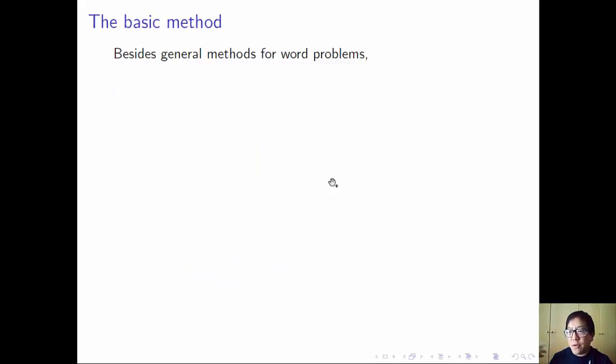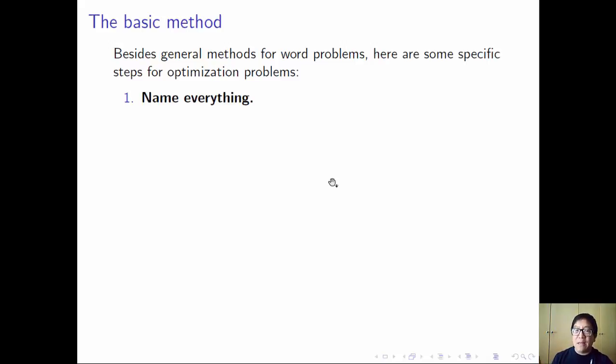All right, so here's the basic method. This is the basic method that works for all optimization problems, in that it doesn't really tell you how to do it. You can't really break it down to a cookbook. These are just general guidelines. Besides general methods for word problems, the most important of which I will repeat at the end, here's some specific steps that work for optimization problems.